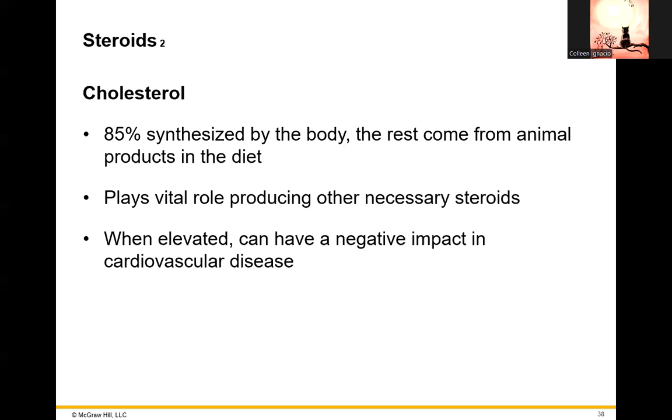But when we have elevated levels of cholesterol, it can have a negative impact by giving the patient cardiovascular disease, clogging those arteries, which is a condition that is known as atherosclerosis. Those arteries can become filled with these plaques.